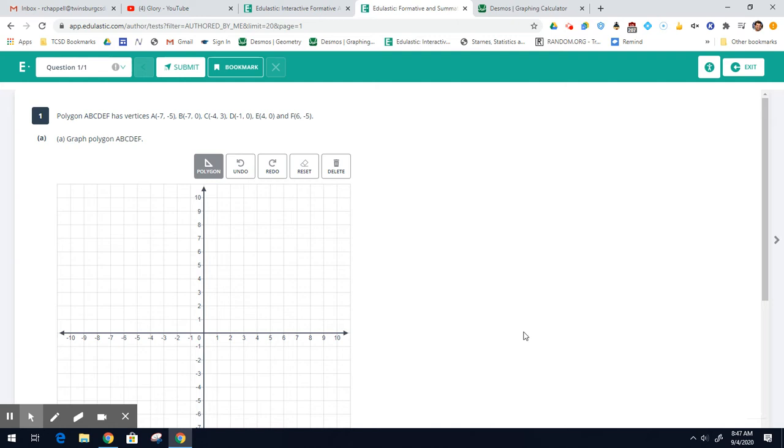So polygon ABCDEF has vertices A, B, C, D, E, and F. Graph the polygon. Again, go in order, please. A is at -7, -5. B is at -7, 0. C is at -4, 3. D is at -1, 0. E is at 4, 0. And F is at 6, -5. And then go back to A.